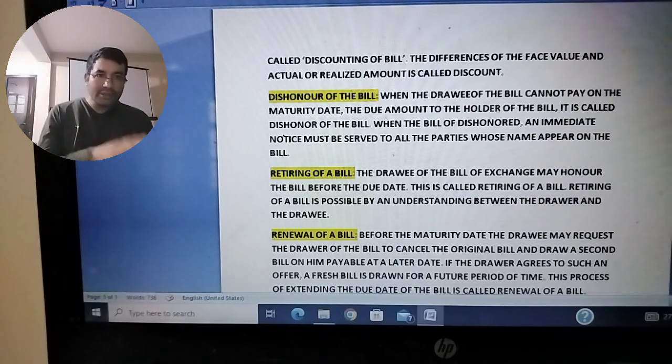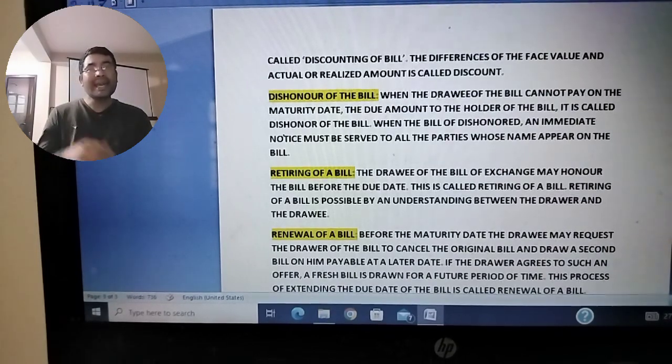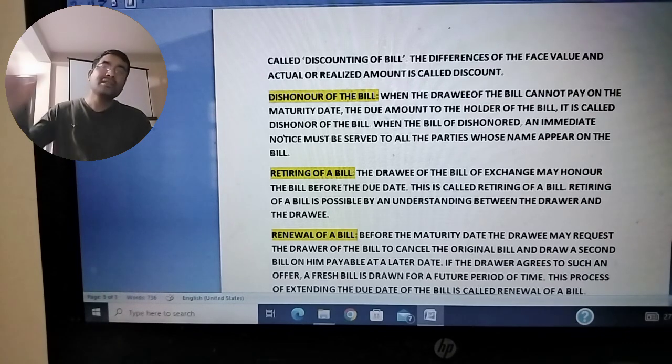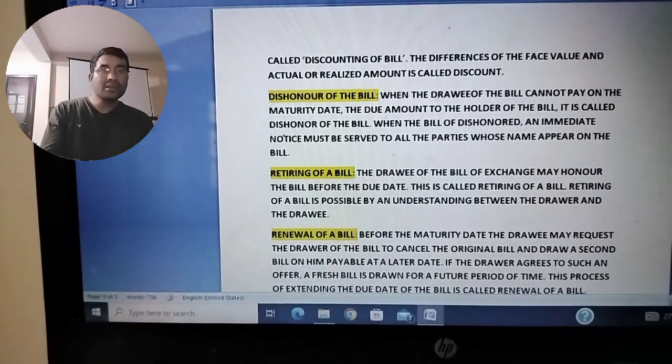So before the maturity date, the drawee may request the drawer to cancel the original bill and draw a second bill on him payable at a later date. If the drawer agrees to such an offer, a fresh bill is drawn for a future period of time. This process of extending the due date of the bill is called renewal of the bill. So renewal of the bill means cancelling the original bill and drawing a new bill, or the process of extending the due date of the bill by cancelling the original bill is known as the renewal of the bill.